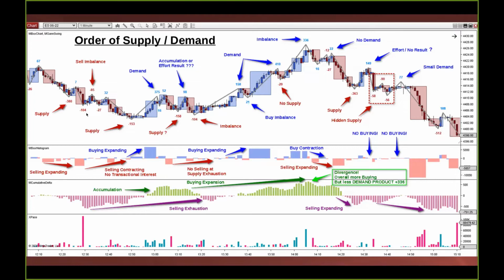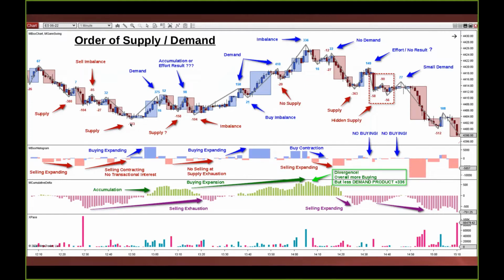So that's an important nuance, all right? So this MBox Precision Delta makes it readable and understandable, these kinds of moves. We have 380, 153. So it's supply, but supply has slowed down. At the time that supply is slowing down, what happens? The selling, look at this right here, selling, contracting, no transactional interest. Nobody is interested in acquiring the supply, right?